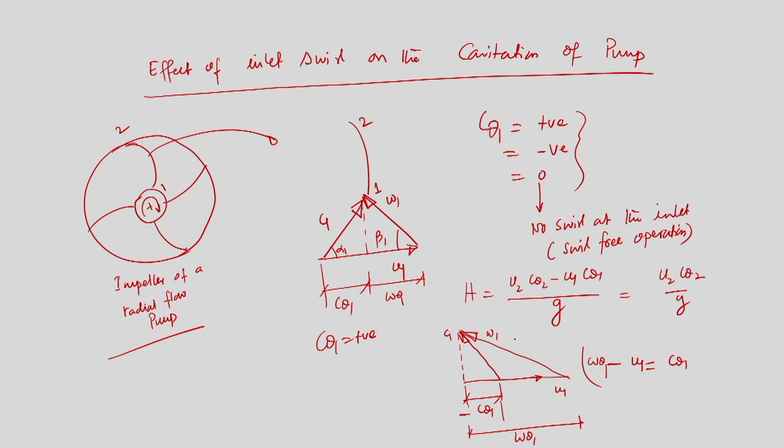increase. Now if the relative velocity at the inlet increases, that is at the impeller inlet, the eye of the impeller, then pressure will fall, and if pressure falls to the vapor pressure at that temperature, as we have discussed, it may initiate cavitation in the pump, which is not a desirable phenomenon at all.